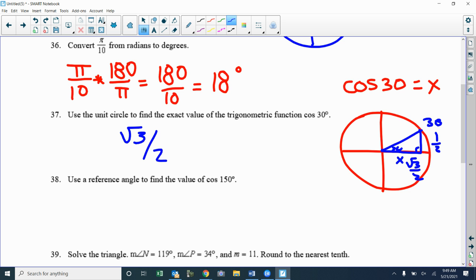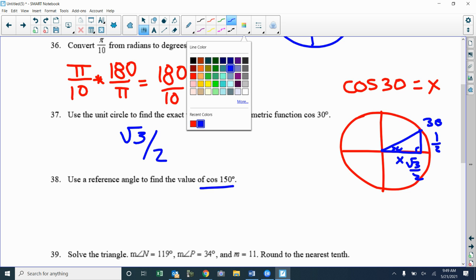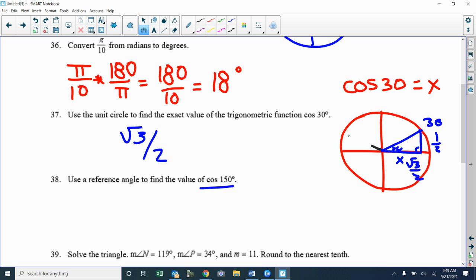Going to do the same thing, reference angle, we've got another one, cos of 150. Now this one's obviously in a different spot, but it is the same family. So 150, we're still looking for the x value. And over here though, it's negative, because there's my x value. So the cos of 150 is going to be negative square root of 3 over 2.